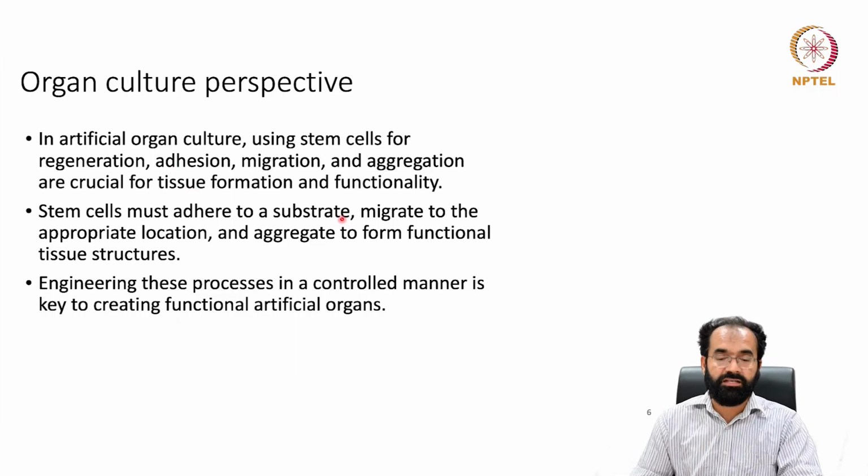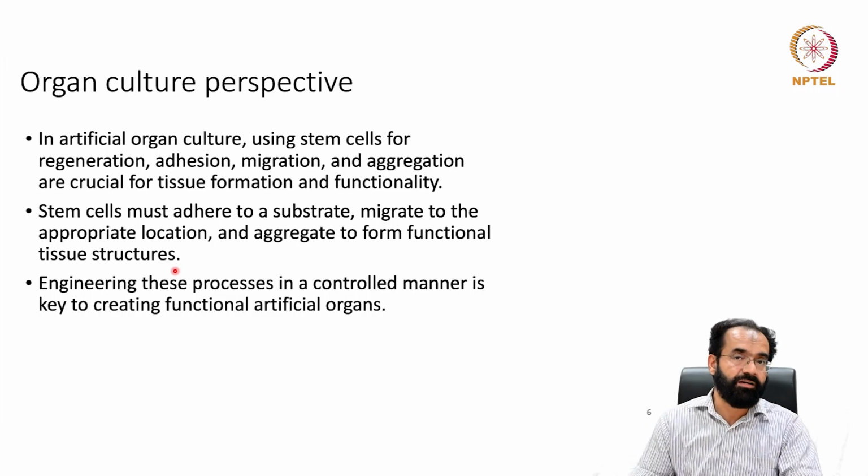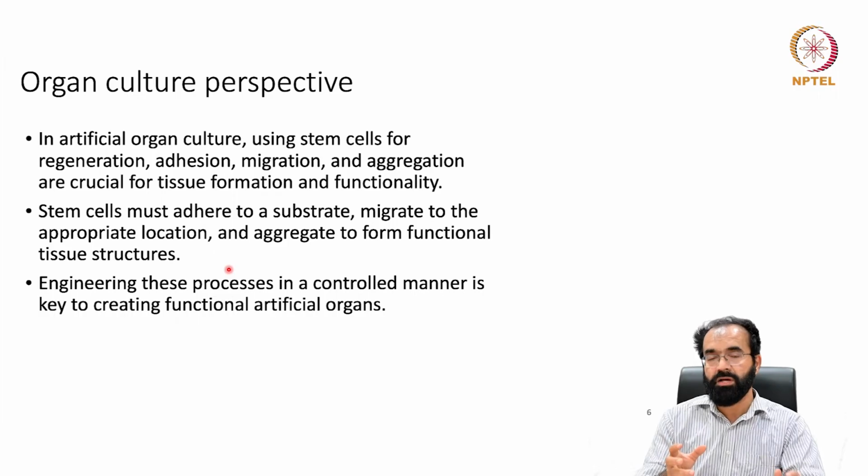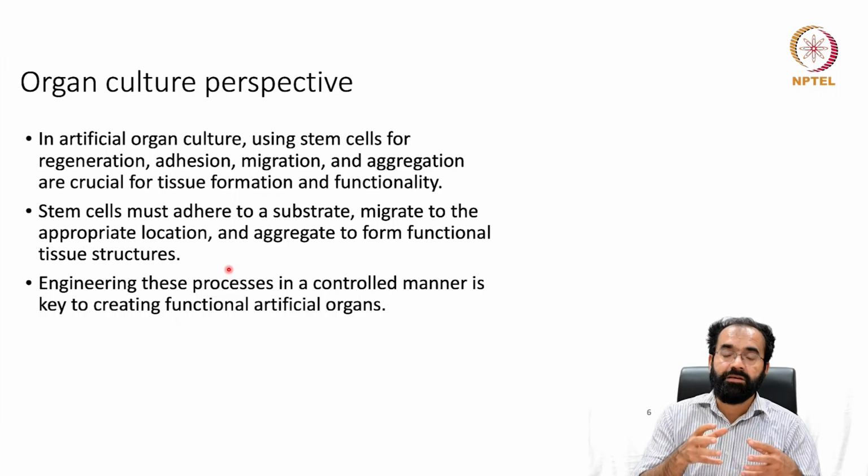In an artificial organ culture, using stem cells for regeneration, adhesion, migration and aggregation are crucial for tissue formation and functionality. This we have already seen and discussed. Stem cells must adhere to a substrate and migrate to the appropriate location. Why? Because only then can they signal to another cell, differentiate into a given trajectory, and aggregate to form functional tissue structures, so that the tissue can have a multi-cellular structure which has uniqueness in each and every cell.